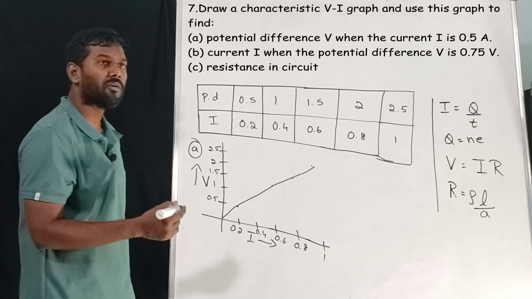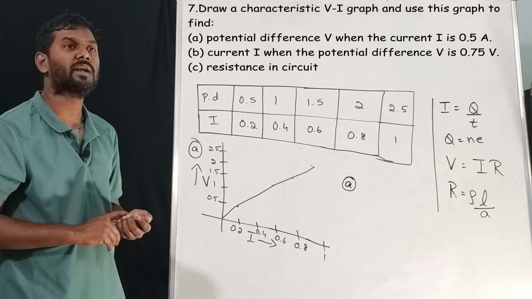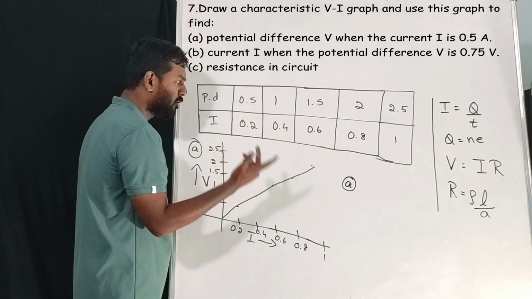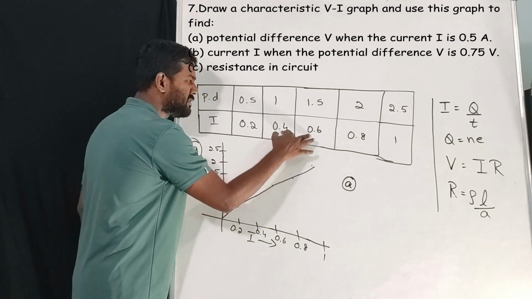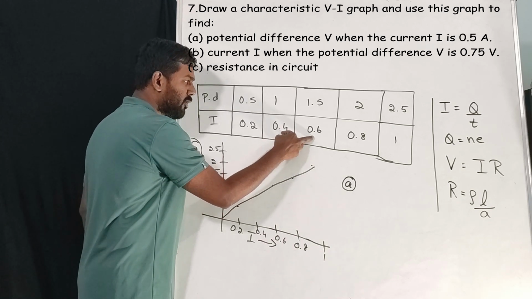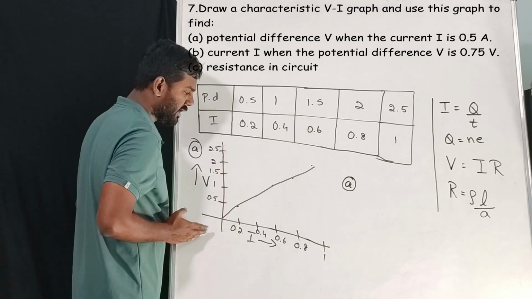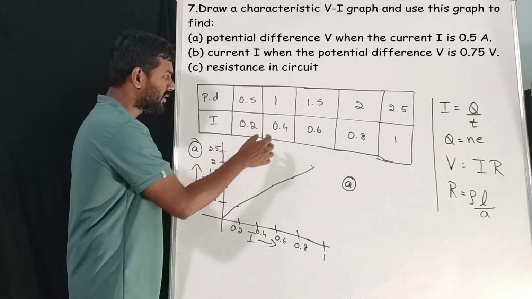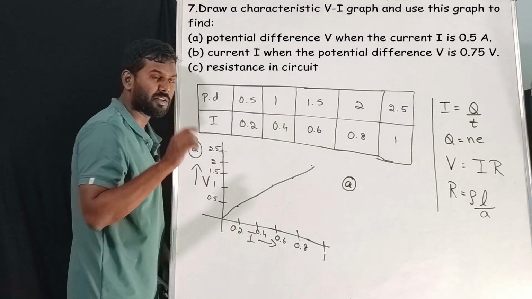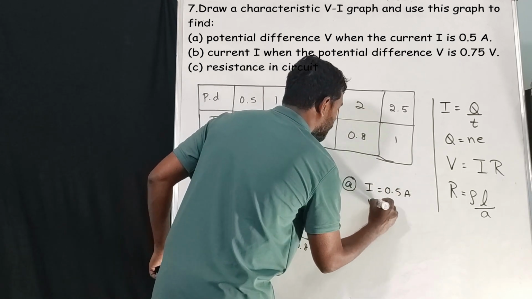Okay, graph is done. Now we'll go for the question. Find the potential difference V when the current is 0.5. See, is 0.5 amperes given? No, right? So 0.5 lies between 0.4 and 0.6. Correct? Somewhere exactly in the middle. Take the middle value, because it is a linear graph. Whatever values we take here, the same corresponding value we are going to get.